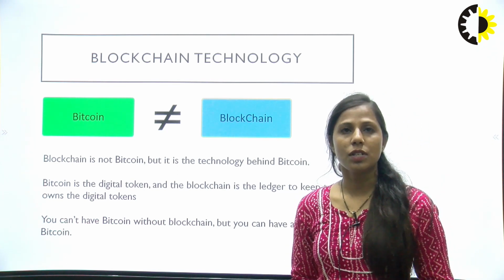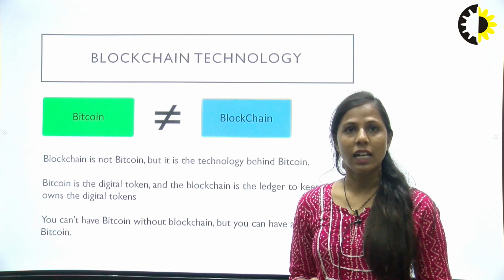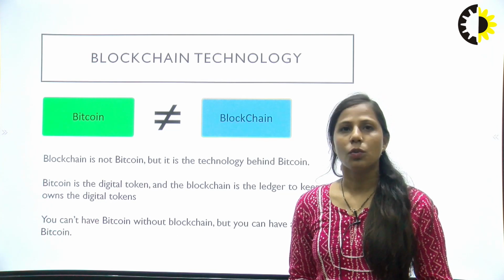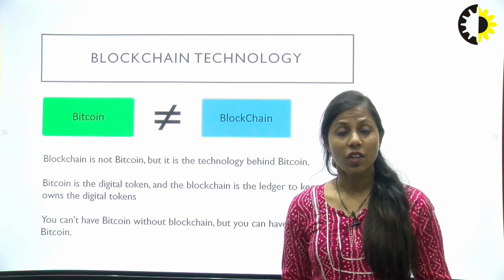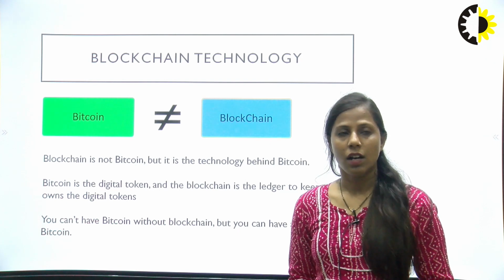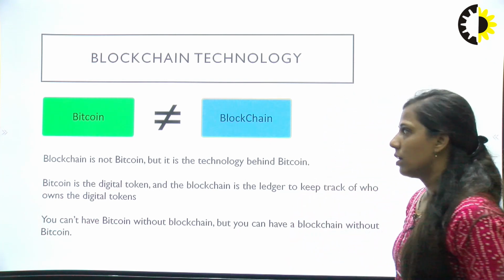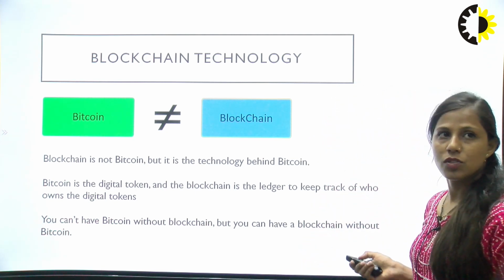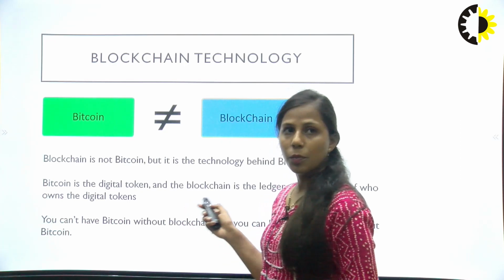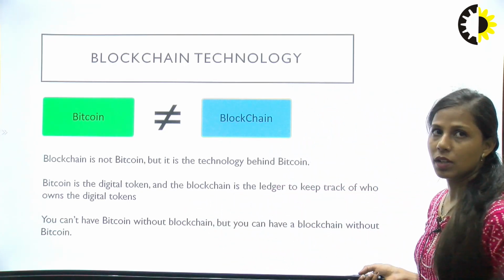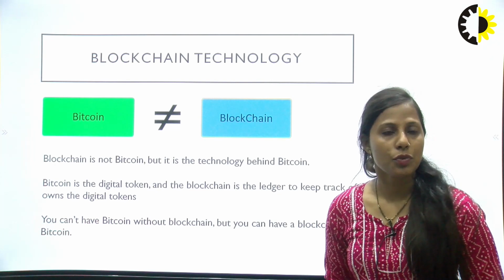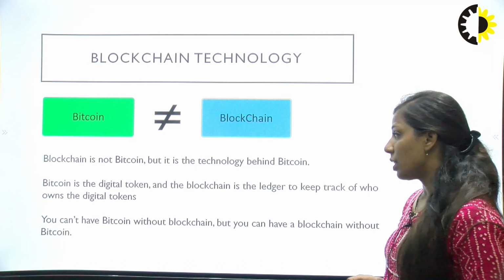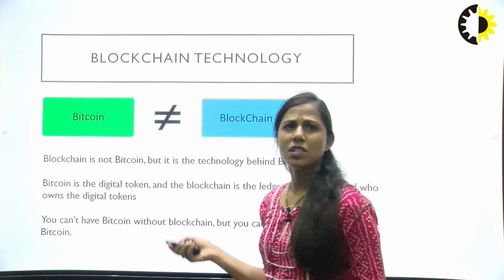Here we are using the blockchain technology, in which we have the concept of Bitcoin. What is Bitcoin? Bitcoin is a digital token which is used in the blockchain technology. So get the difference between Bitcoin and blockchain. Blockchain is not Bitcoin, but it is the technology behind Bitcoin. Means the technology Bitcoin is using is the blockchain. Bitcoin is the digital token which is used in cryptocurrency.